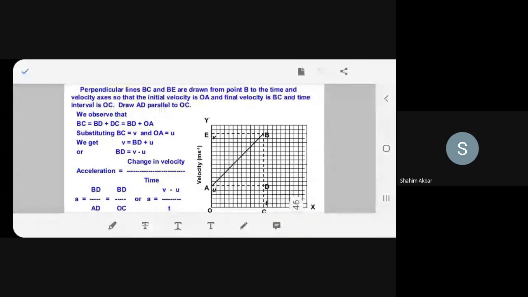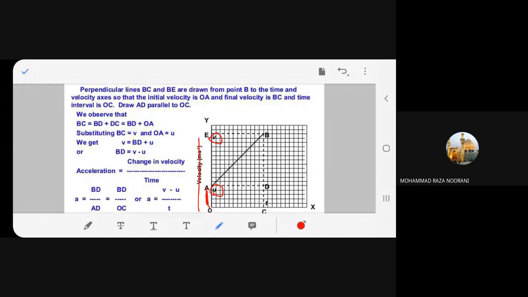Now I come to the next step. The initial velocity is OA. Can you see this OA? That is U. Yes, ma'am. And the final velocity is OE or BC. I can take OE, that is V. Now OE is equal to BC. Both are the same. Do you agree with me? Yes, ma'am. So OE, that is V, is equal to BC.